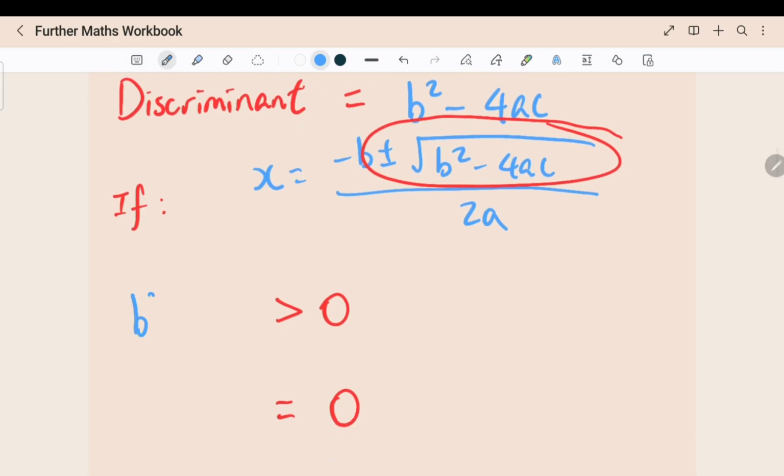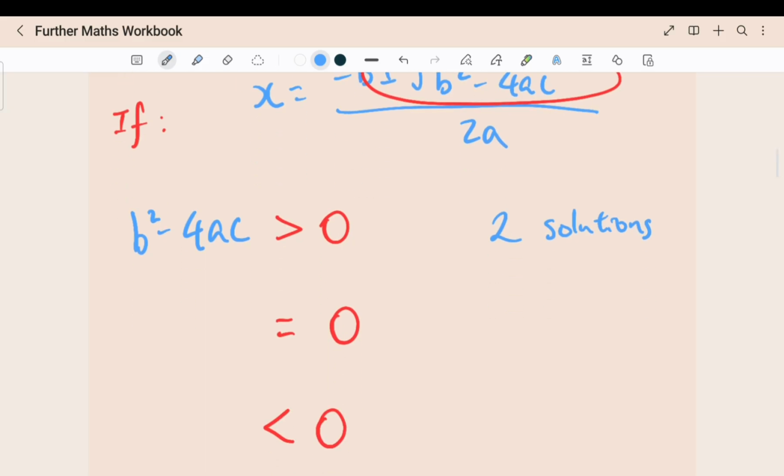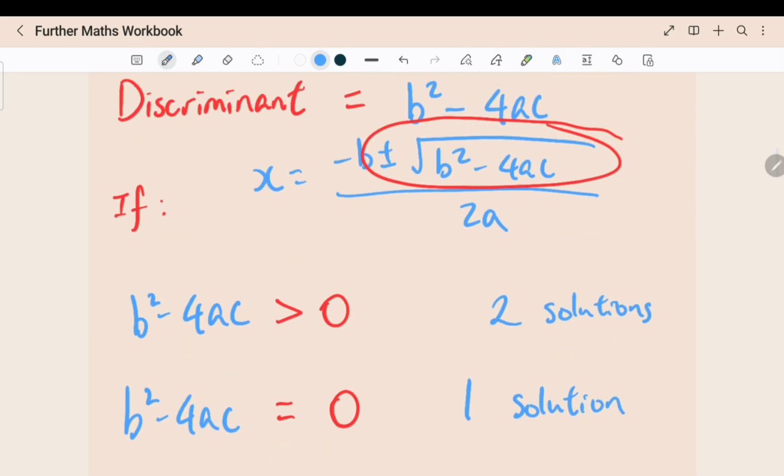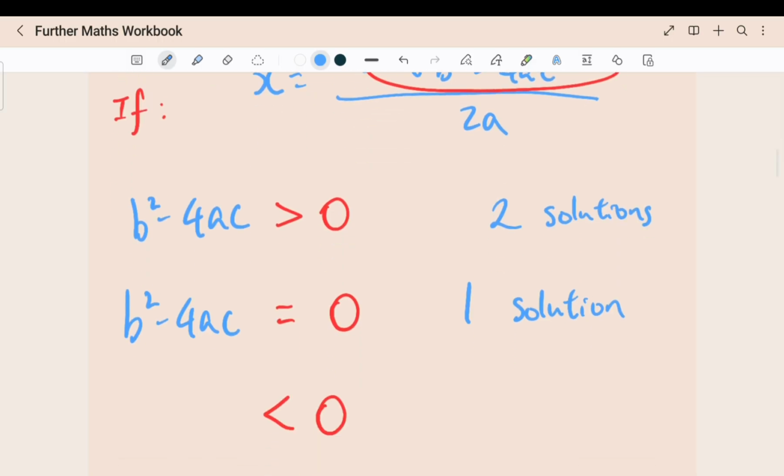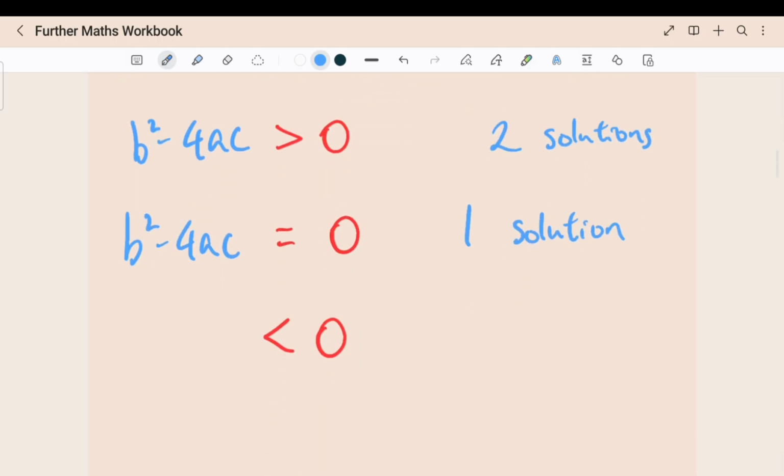So if b squared minus 4ac is greater than 0, then we have two solutions, because the square root will be positive, therefore the plus or minus will give me two different solutions. Now if I have b squared minus 4ac being equal to 0, then I will have one solution because the square root will be 0. Therefore the plus or minus doesn't do anything, and I get negative b over 2a being my one only solution.